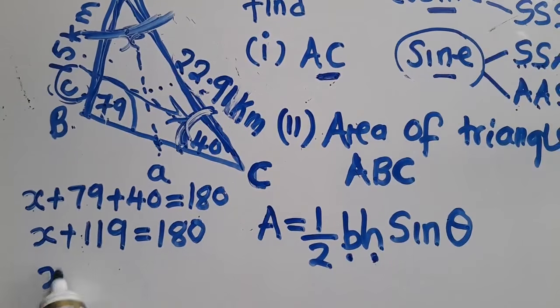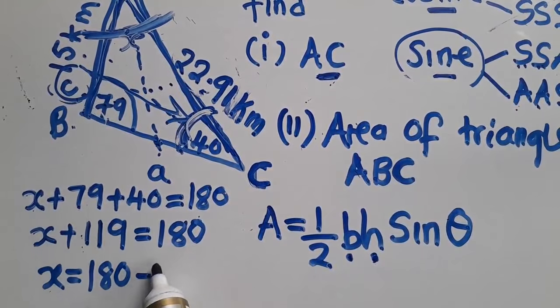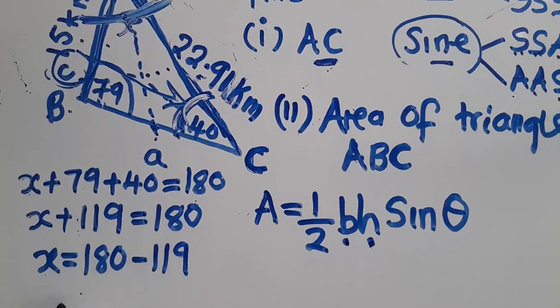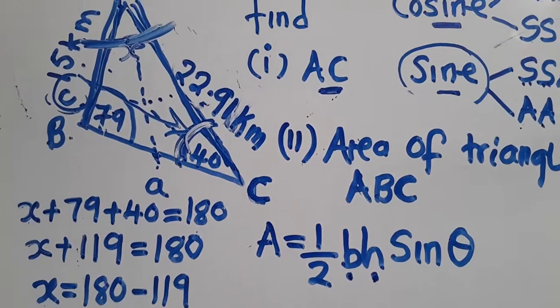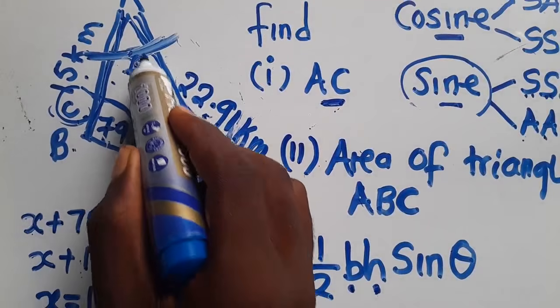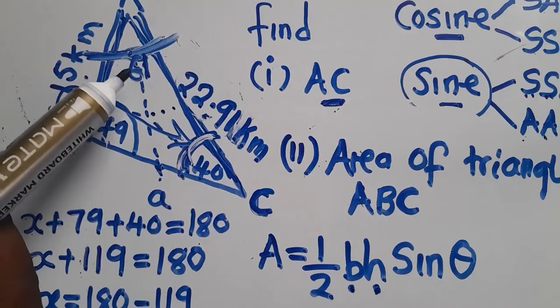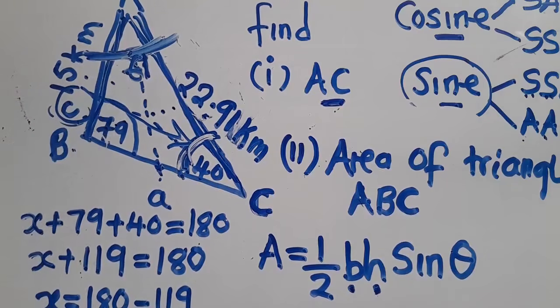So with this now you say X now is equal to 180 minus this one, when it crosses the equal sign, it becomes minus 119. Meaning that X is now equal to, you do your calculation, you are going to get 61 degrees. So meaning that X there is 61 degrees. The X which is there, we found the X which is 61 degrees. So the angle which is there is 61 degrees. When you do all this, then you can now find the area of this triangle. Things now have become very easy and simple.